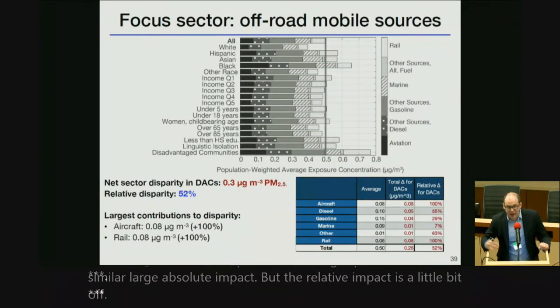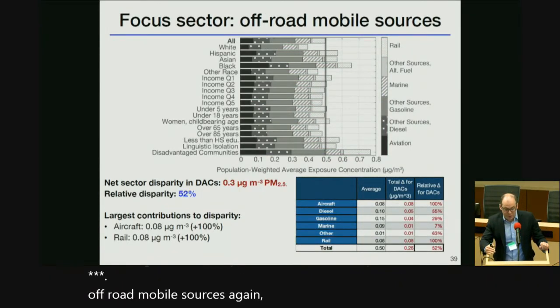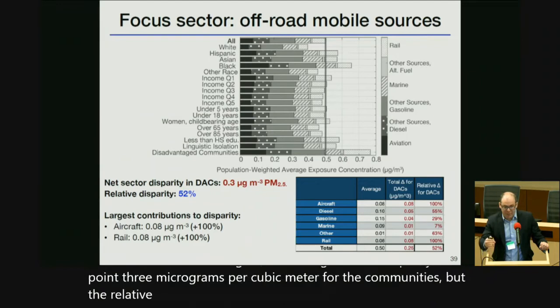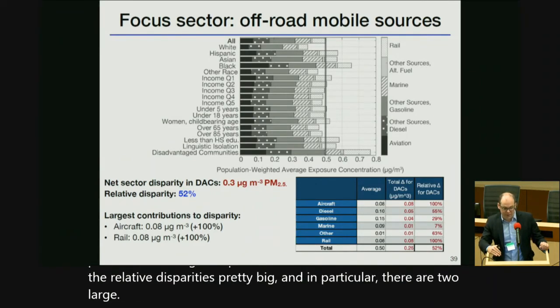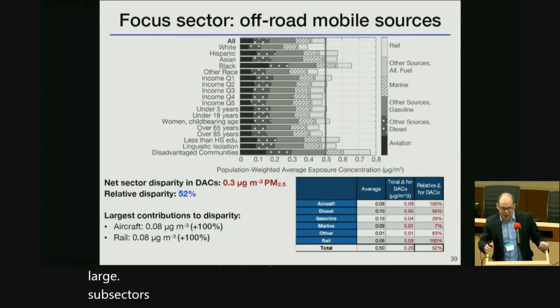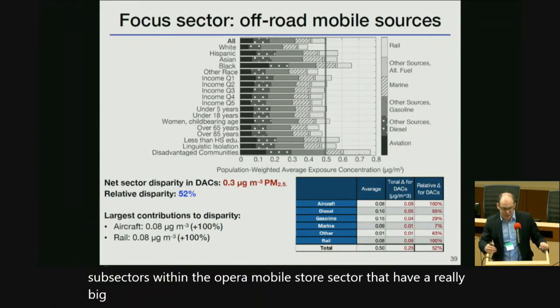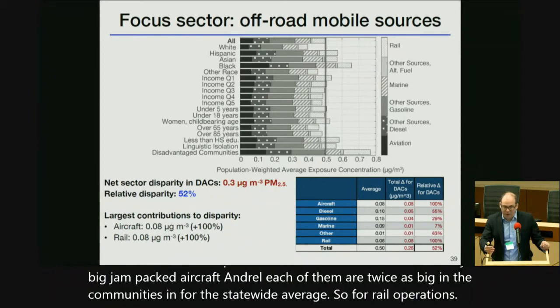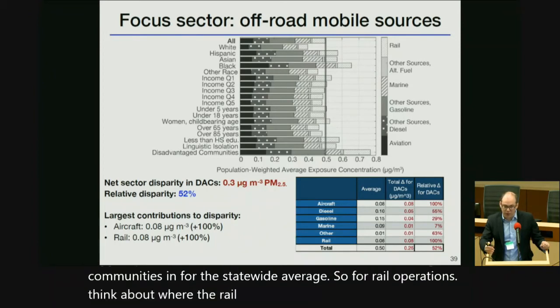Off-road mobile sources, again, are not as large in total disparity. Here, it's 0.3 micrograms per cubic meter for the EJ communities, but the relative disparity is pretty big. In particular, there are two large subsectors within the off-road mobile source sector that have a really big EJ impact: aircraft and rail. Each of them is twice as big in the EJ communities than for the statewide average. So for rail operations, we think about where the rail yards are, the major rail corridors. There are localized impacts on EJ communities there.